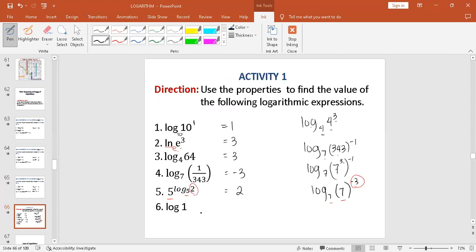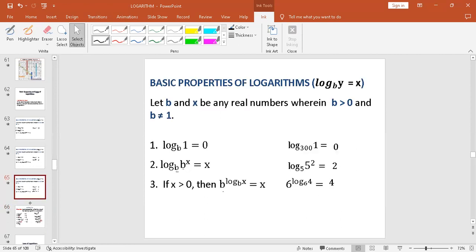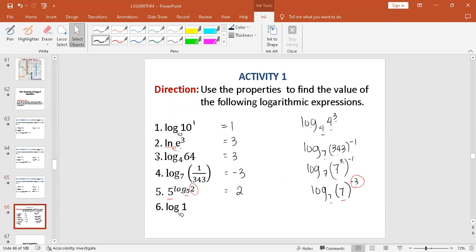Alright, so we go now to the last one. Log of 1. So the base is not visible again here, but it is understood to be 10. So number 6, log of 1 to the base 10 will fall under what property? Under property number 1 because the value of y is 1. Diba? In property number 1, kahit ano pa yung value ng base, basta yung value ng y ay 1, the answer will always be 0. Okay? So that's for this activity.